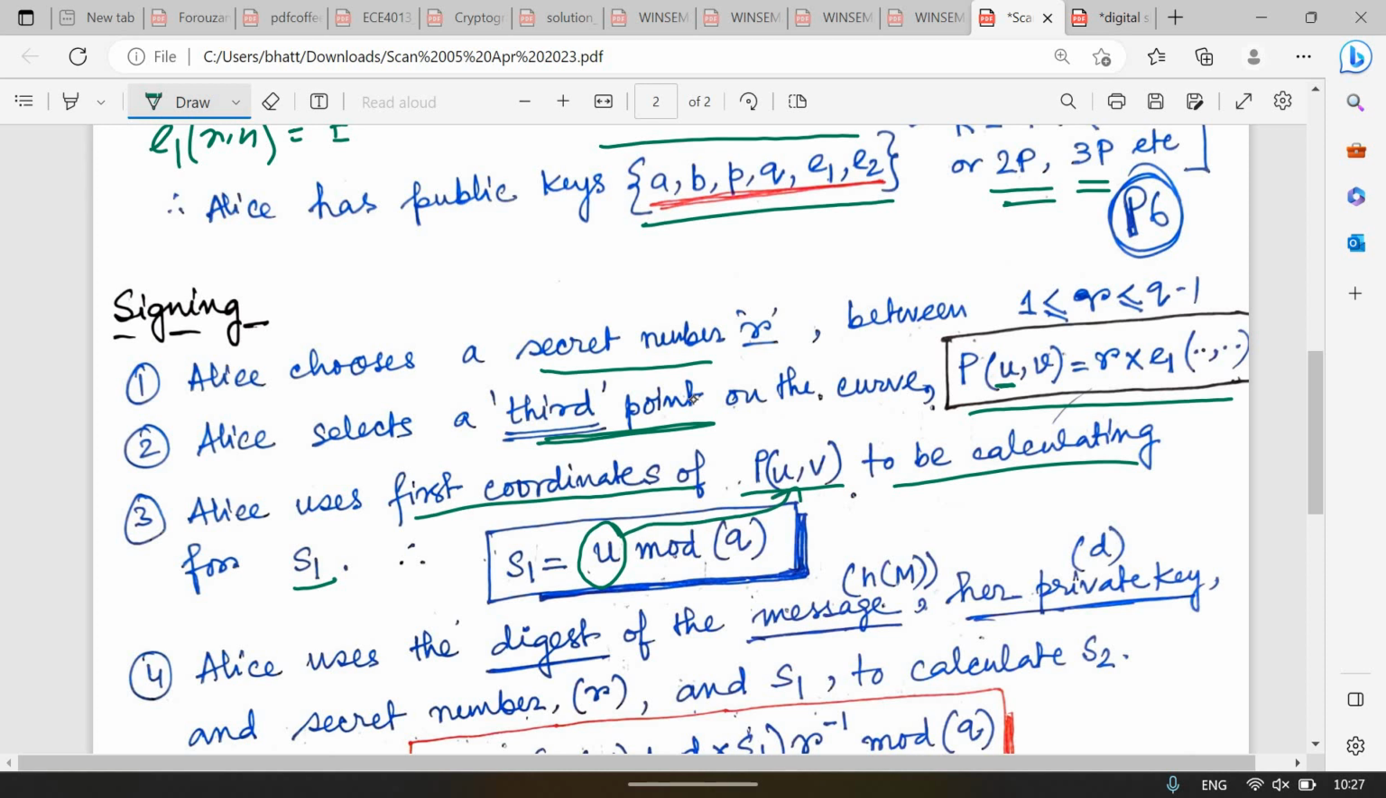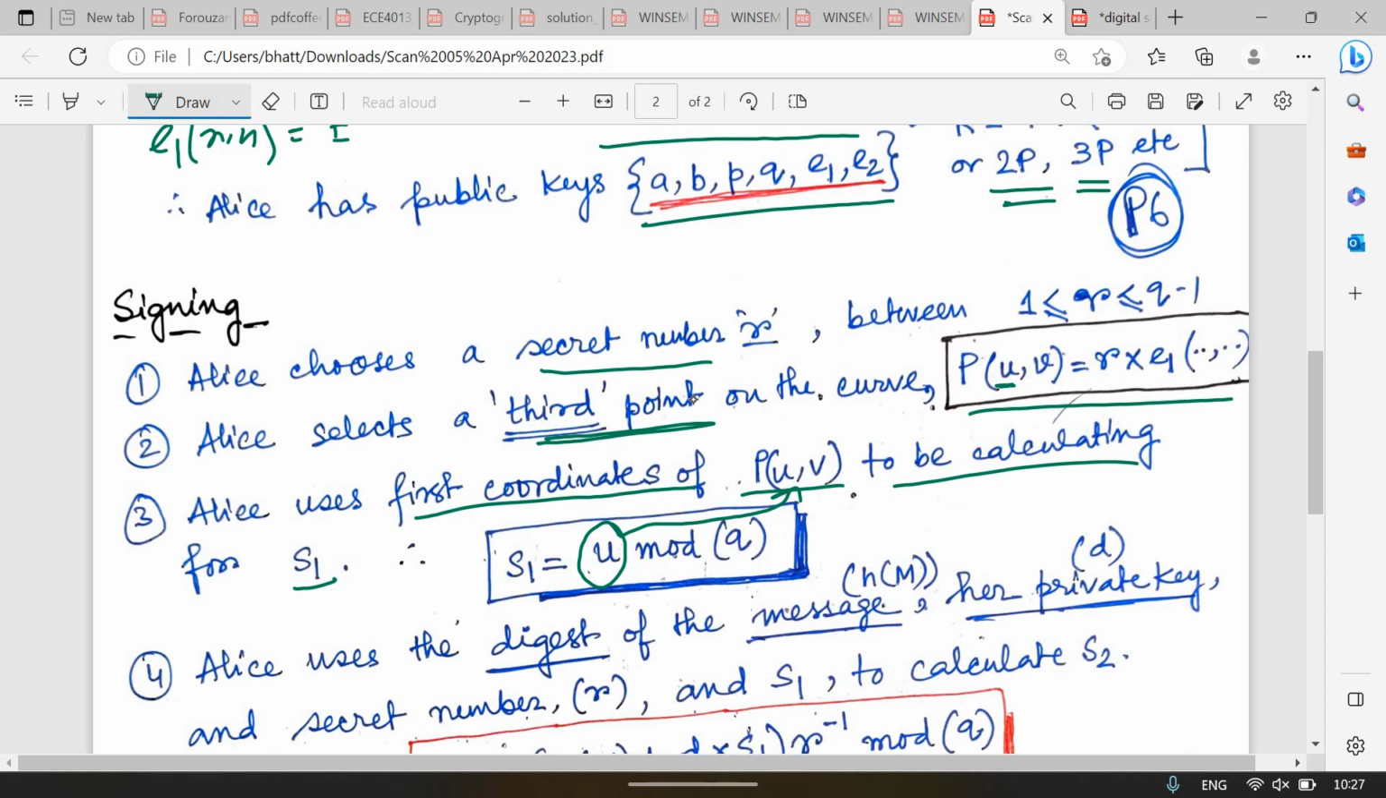Can everyone follow this? This is the unique step over here. Based on the two points, we are generating a third point. And the third point is represented as (U, V). U, V is also some coordinates. The first part of it is used over here to generate S1. So again, the logic is very simple. We are going to generate S1 and S2. But how are we going to generate?